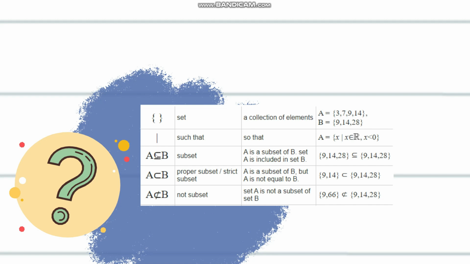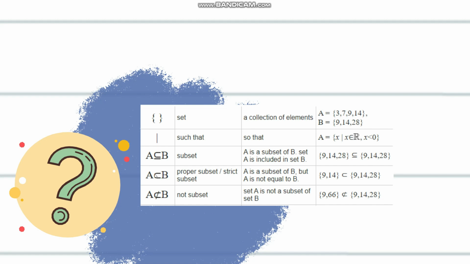Next, this symbol is read as subset. A is a subset of B, meaning A is included in set B. In this example, as you can see, the elements of set A are 9, 14, and 28. It is a subset of set B wherein it contains all of the elements, meaning they are also equal. When we use this symbol, it means that it is a subset, but at the same time, it also contains all of the elements of the other set.